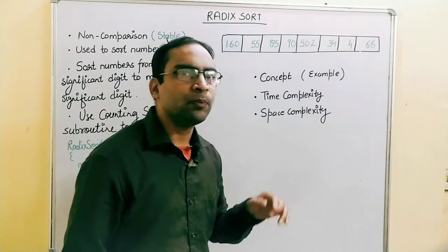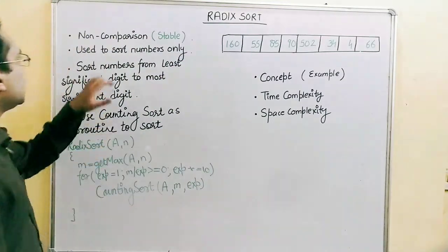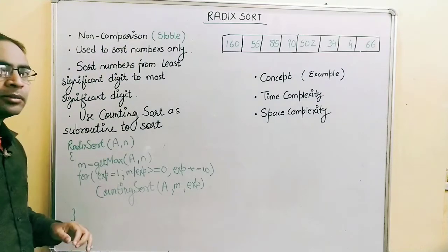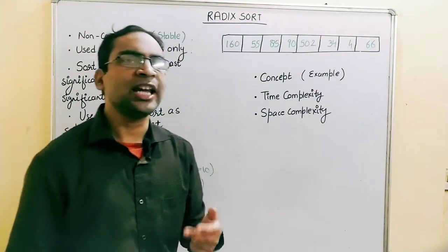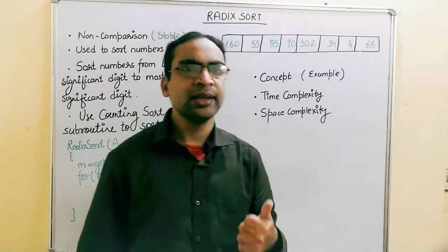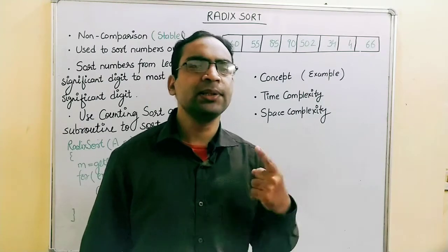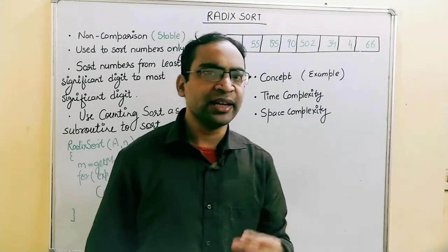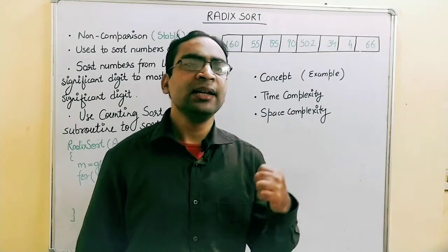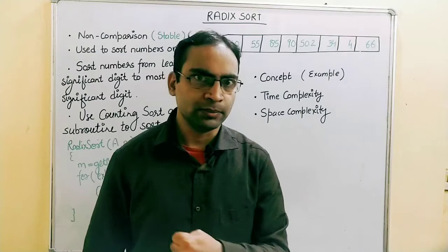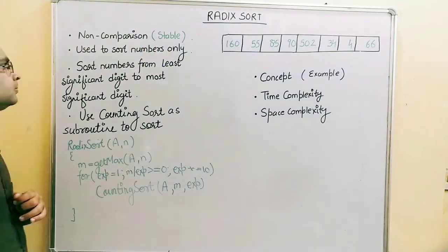So let's talk about some important points related to the Radix sort. Radix sort is a non-comparison algorithm. It's also known as the stable algorithm. As we know, we have two types of sorting algorithms. One is the comparative sorting algorithm, in which we perform comparisons among the elements, and the second is the non-comparison algorithms. These are also known as linear time sorting algorithms. So this is a non-comparison sorting algorithm.